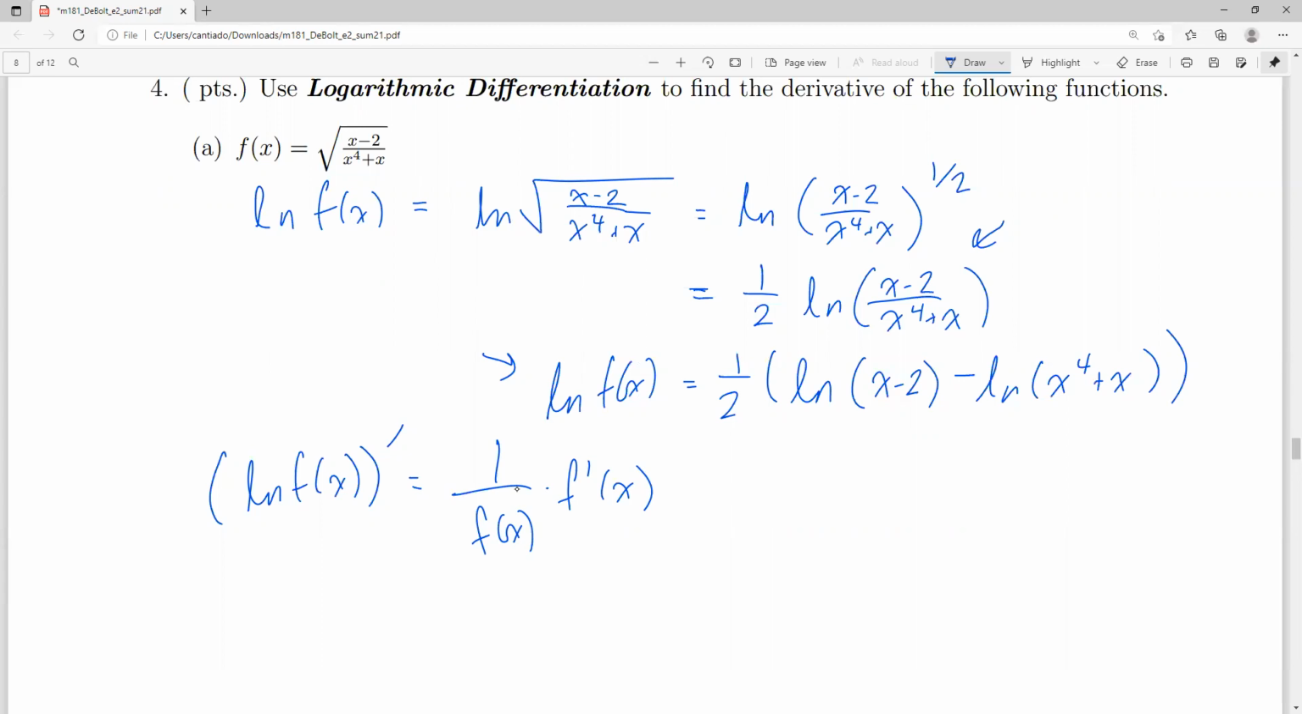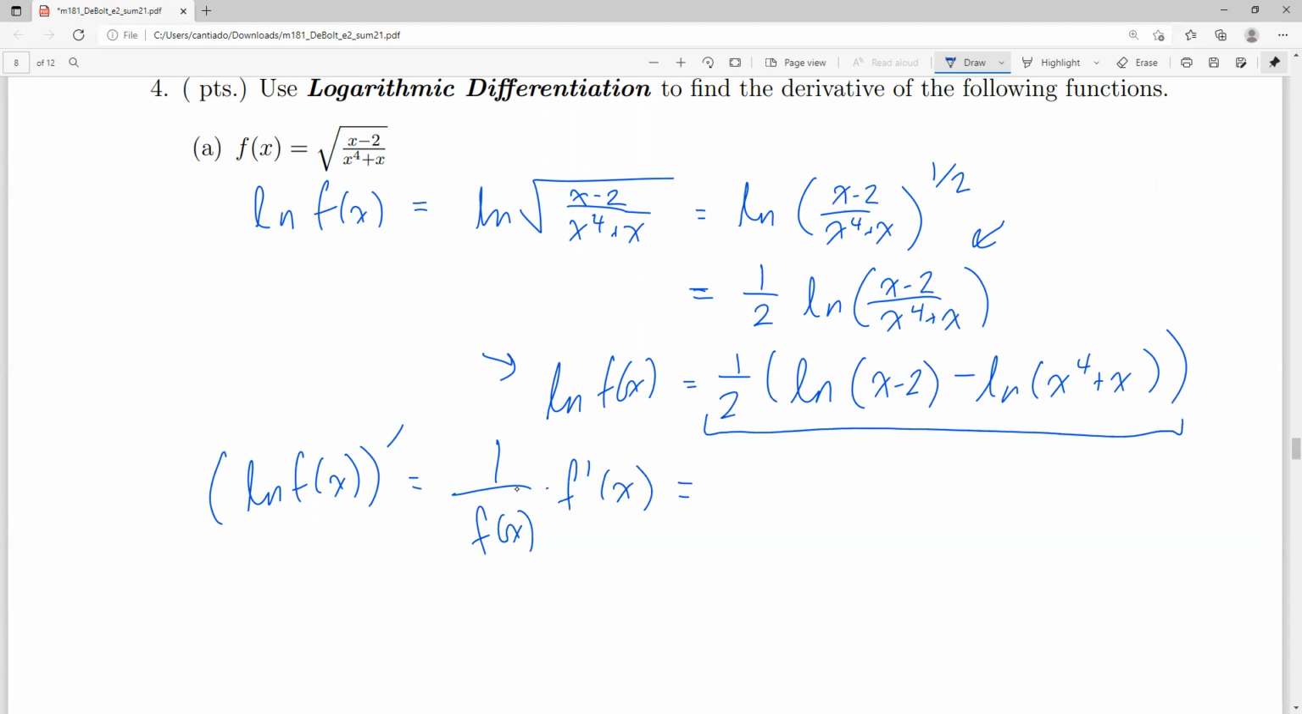Maybe I'm not remembering this correctly. No, I am remembering this correctly. So the derivative of ln of f of x is equal to, this is the general form, but let's also remember that it'll be the derivative of whatever this is right here, right? So we want to take the derivative of this whole thing.